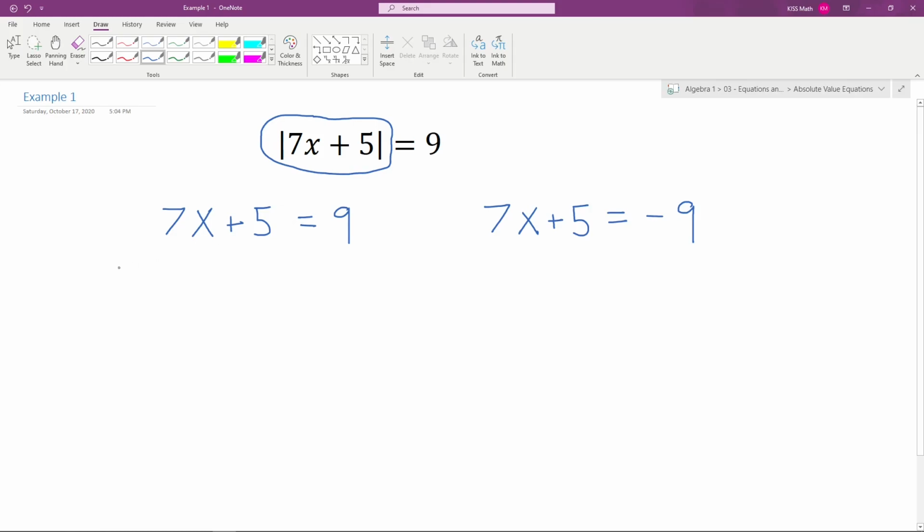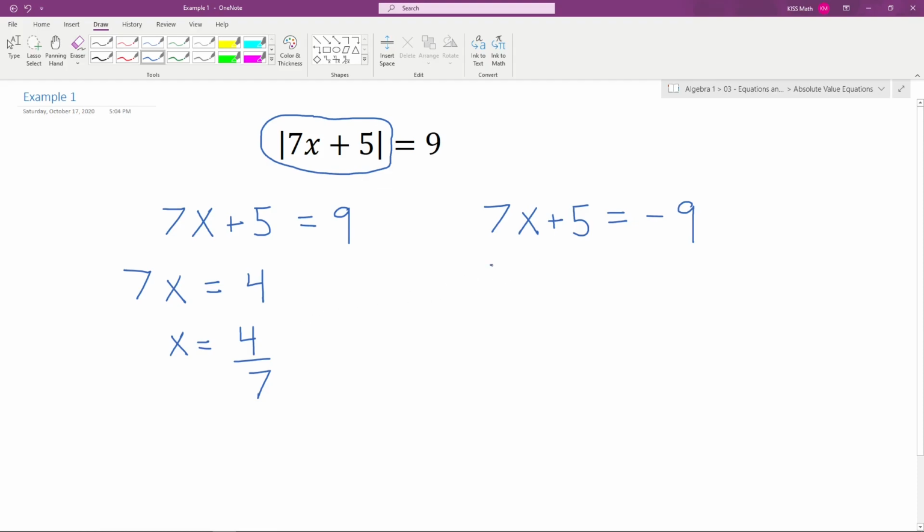So if we do that, on this side we have 7x equals, I'm going to move the 5 over, which gives me 4. Solve for x, that gives me x equals 4 over 7. And I'm going to keep this here and call that a potential solution. The reason for that is sometimes with absolute values, not every solution that you find works out. Some of them are not valid, but we'll check that later.